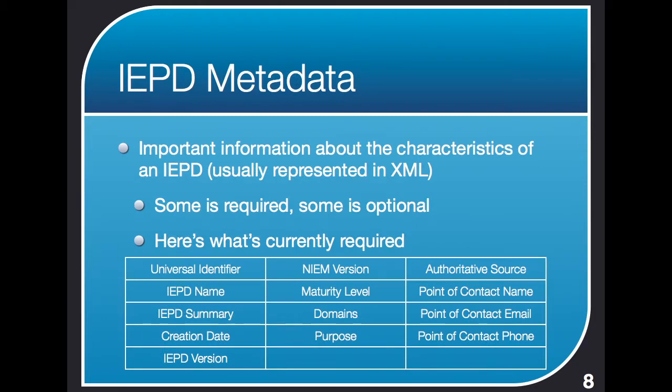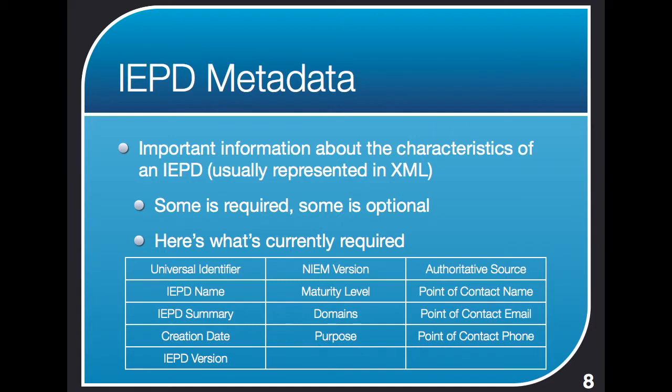Now, the IEPD metadata is information about the IEPD itself. So that's what we're talking about. Some of it's required, some of it's optional. Here's a list of what's currently required in terms of metadata for an IEPD. Some sort of universal identifier, a name for it, a summary, creation date, versioning number, the NIEM version, which version of the NIEM is this IEPD built to, maturity level, which domains are involved, what's the purpose of it, any authoritative source for it, and a point of contact name, email, and phone. These are all things that are required.